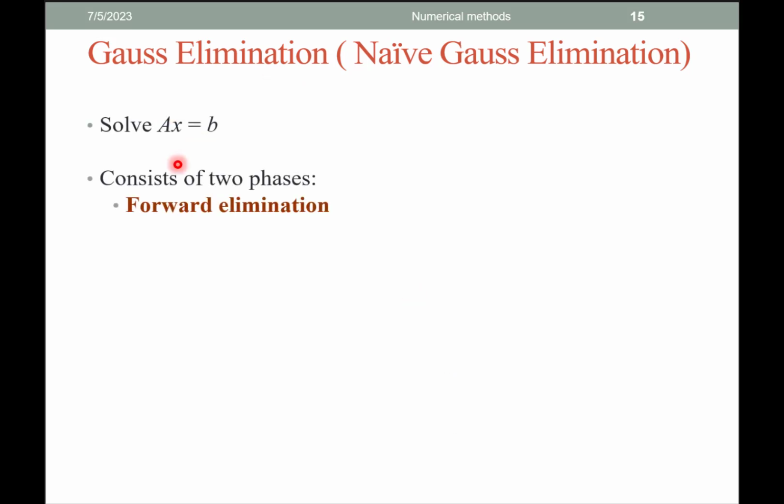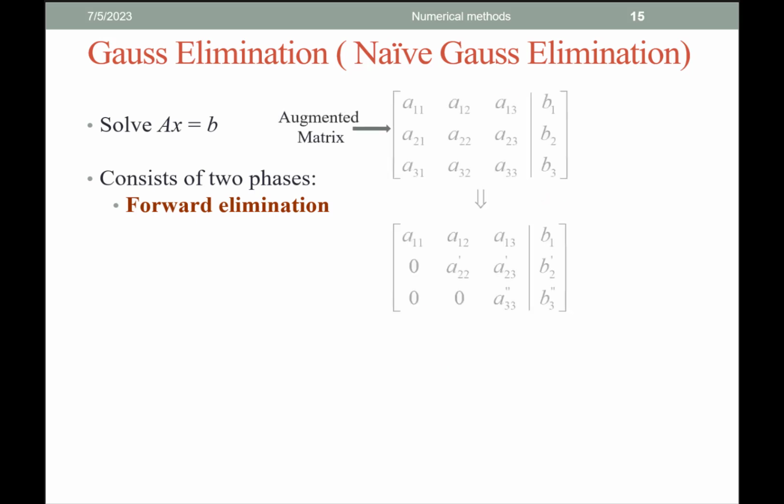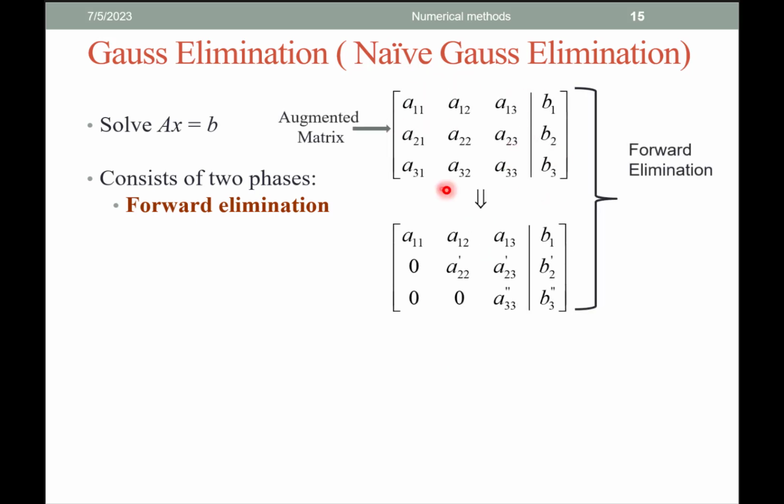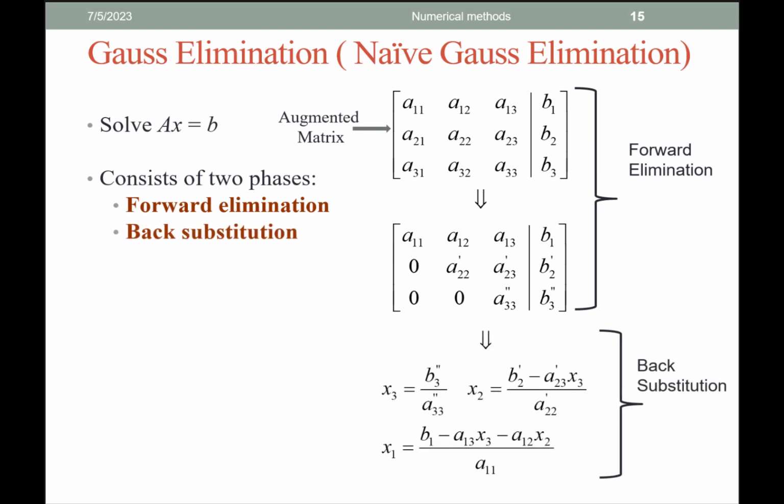If we have the format AX equals B, we have the augmented matrix, which is the coefficient matrix combined with the B vector, separated by this line. What we do is forward elimination to get these bottom 3 positions equal to 0. Then we use back substitution to solve for x3 from this here, x2 from this here, and x1 from this here. We'll do an example so it becomes a bit more clear. If you have questions, please let me know.